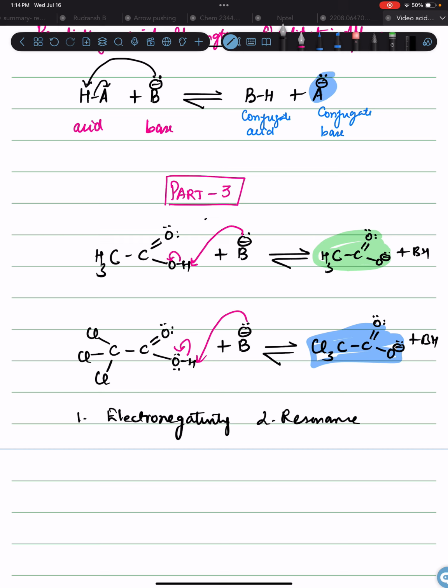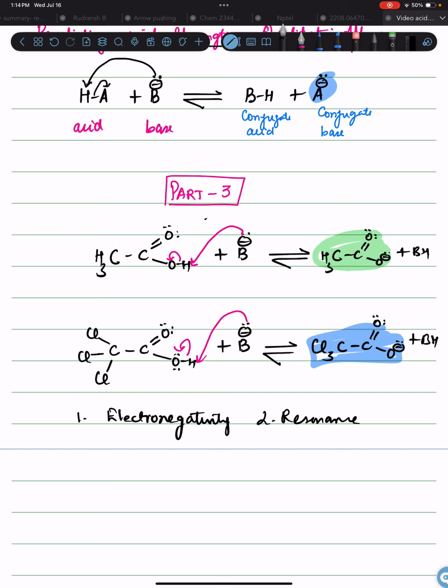If I use these yardsticks to compare the acidic strength of these two acids, then both stand at the same position, because in the one highlighted in green the negative charge is on oxygen, and in the one highlighted in blue the negative charge is again on oxygen. So in both cases the electronegativity of the atom bearing the negative charge is the same. If I go for resonance, the first one also shows resonance, and because of that the negative charge is distributed onto the two oxygens. In the second case, highlighted in blue, the negative charge is on oxygen, and it can get delocalized onto the other oxygen through resonance.